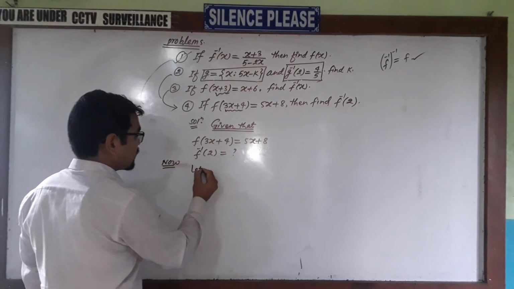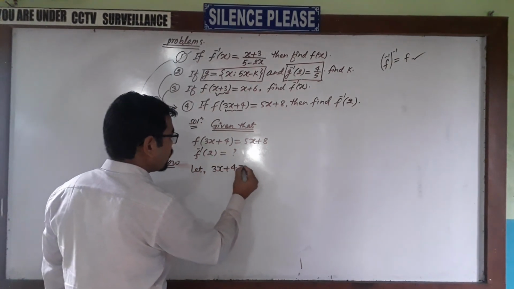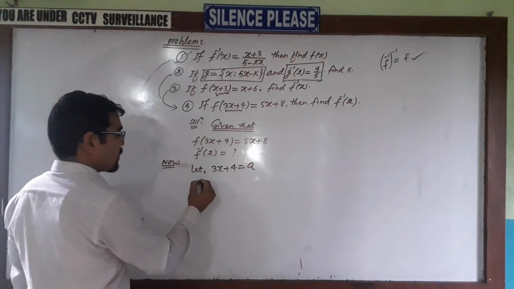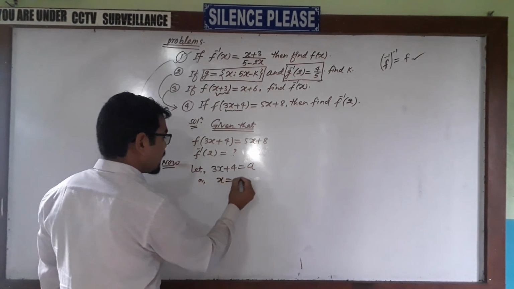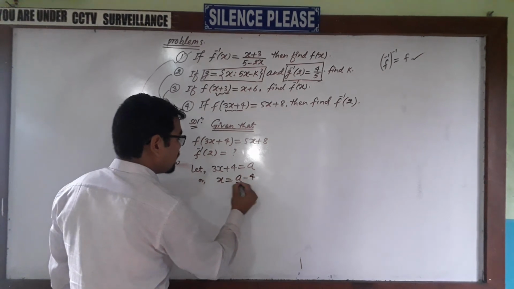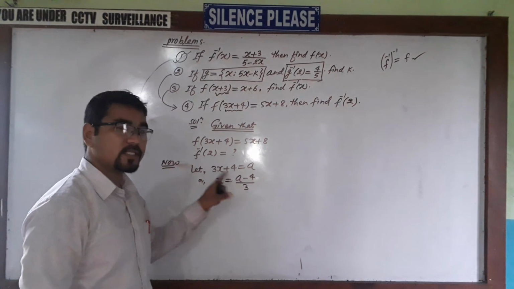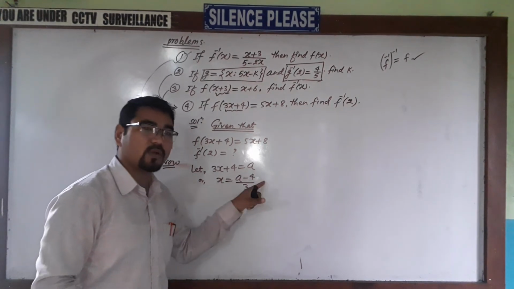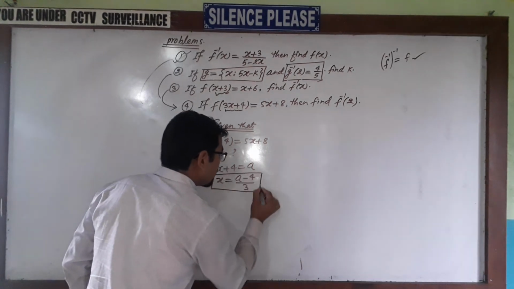Let 3x plus 4 be equal to a. From here we can find the x value: x is equal to (a minus 4) divided by 3. Directly I am doing it: 4 goes in minus, 3 goes in divide, so x equals (a minus 4) upon 3. Now you have to put this x equal to (a minus 4) by 3 in the given question.